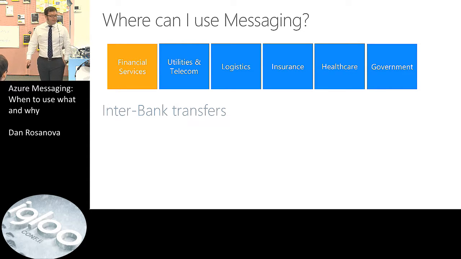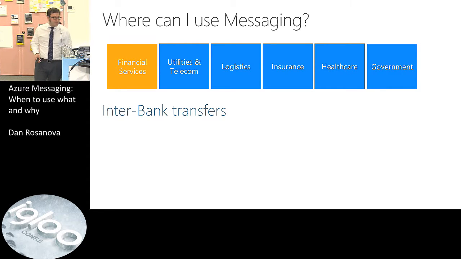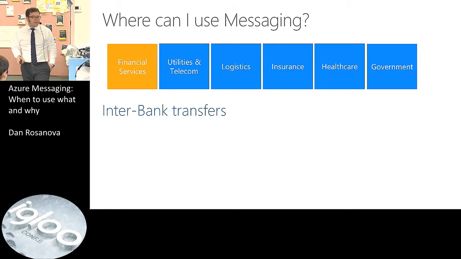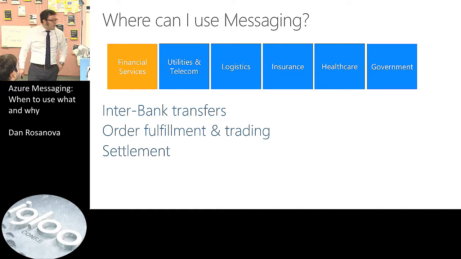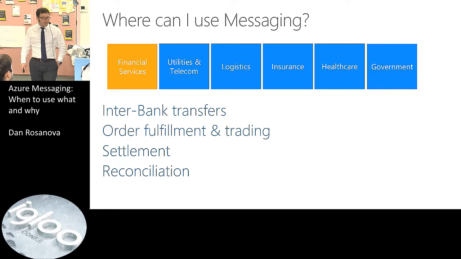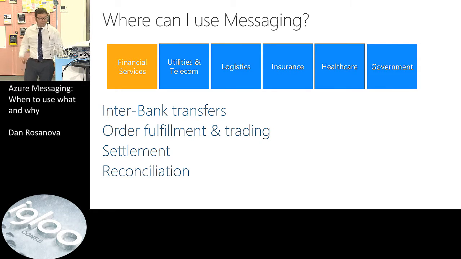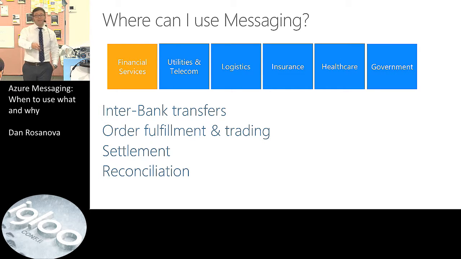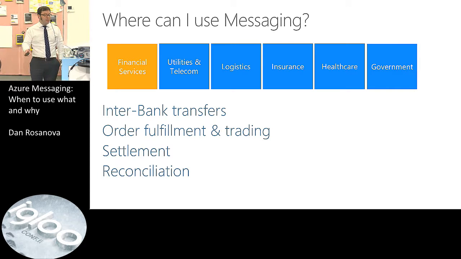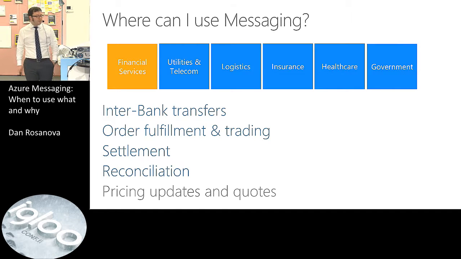Well, okay. So in the financial services industry, what you would see is things like interbank transfers being done, order fulfillment and trading, settlement type stuff, reconciliation, and price updates and quotes. These are just sort of things people do with messaging. In financial services, you'll see a lot of TIBCO in particular, and some MQ, other stuff.